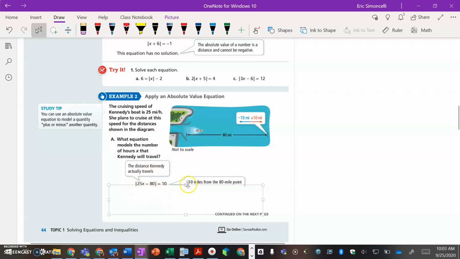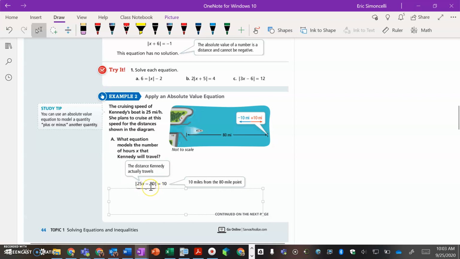and that equals 10. Here's why. So again, 25 is her speed in miles per hour. It's the distance she actually travels if we multiply it by x. Why? Well, if x is the number of hours and she's traveling 25 miles per hour, 25 miles per hour times the number of hours will in the end be her distance. If x is 1 hour, she's traveled 25 miles, and so on and so forth.